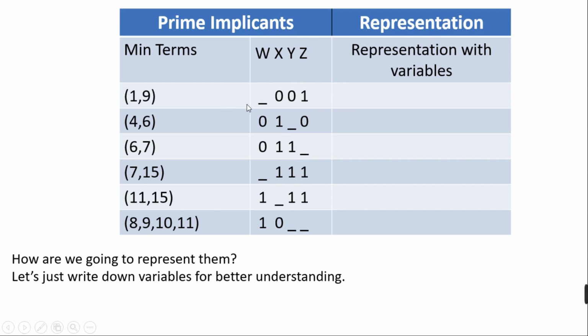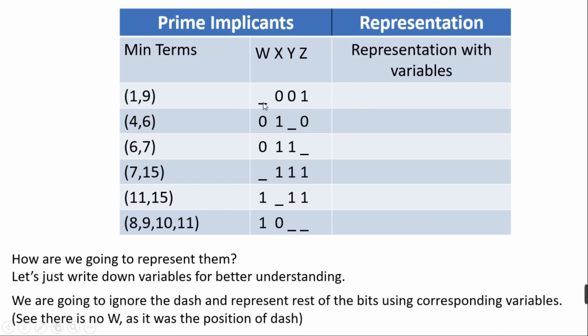For the first one, the pair 1, 9 with dash 001, how can we represent that? We're going to ignore the dash and represent the rest of the bits using the corresponding variables. There is a dash at the first place, so we ignore w completely, and for the rest we see 001. For 0 we write x prime, for this 0 we write y prime, and for this 1 we write z. So our total representation will look like this: x prime, y prime, z.